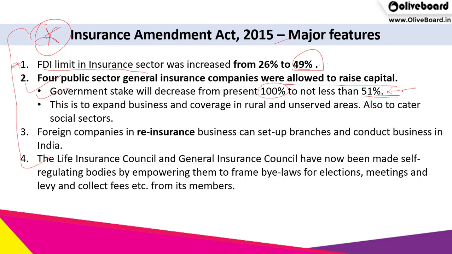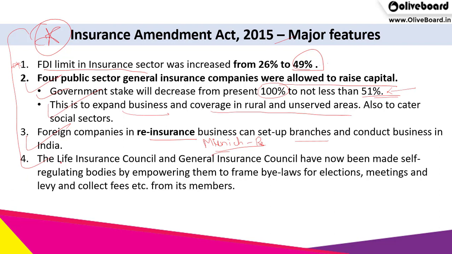At 49% you can raise capital through share markets or other routes. This is to expand business. Obviously companies will get money, they can expand their business and coverage in rural and unserved areas. Foreign companies in reinsurance business can set up branches. Till now only GIC was conducting reinsurance business. Now foreign companies are also conducting it from the last 2-3 years. The world's largest reinsurance company is Munich Re from Germany, the number 1 reinsurance company in the world, and it is conducting business in India.